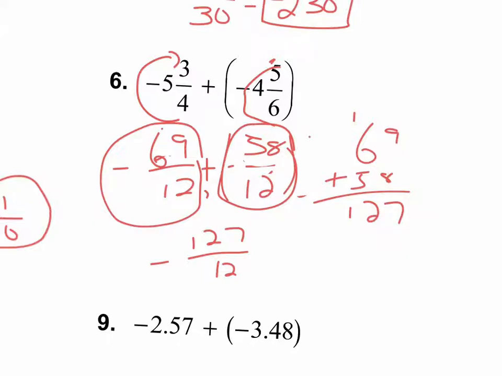If I do 12 times 12, it's 144, so I go over it. So if I do 10 times 12, I get 120, and if I add 12 to 120, I get 132, which would be over 127, so I'm going to take out 10 of those 12s. So I'm going to minus 120, and then 127 minus 120 is 7 twelfths, so I have negative 10 and 7 twelfths for this problem.